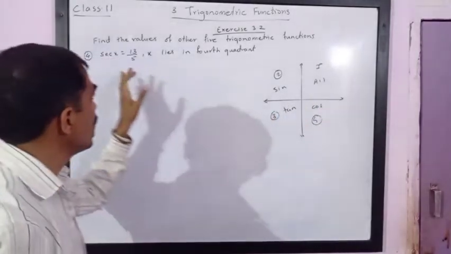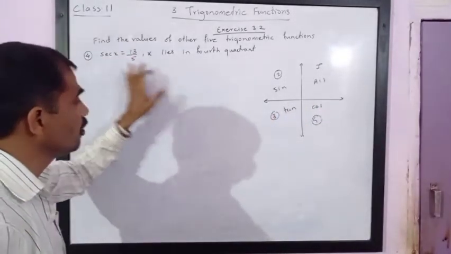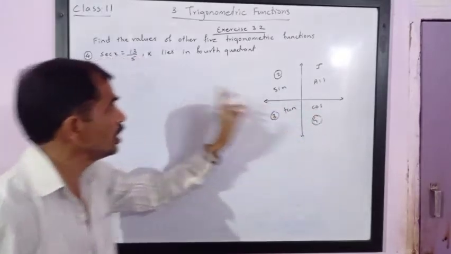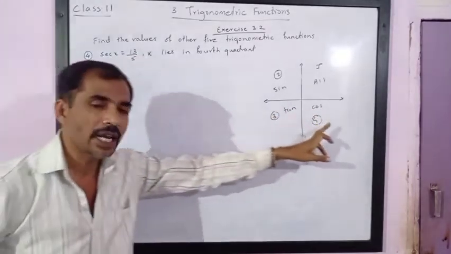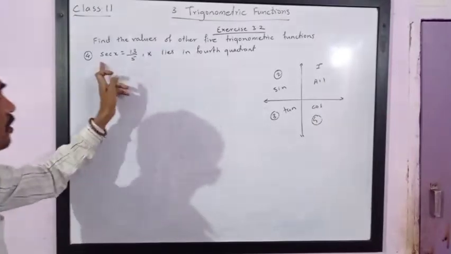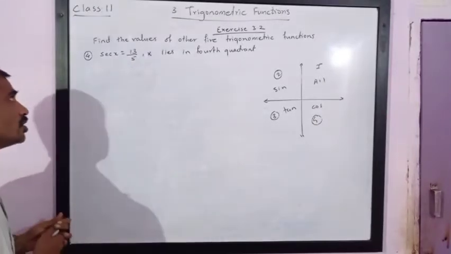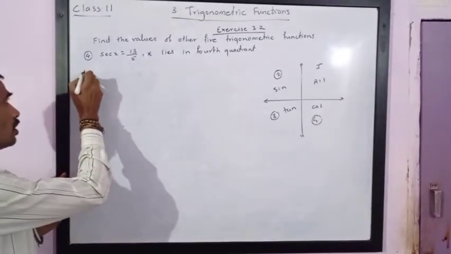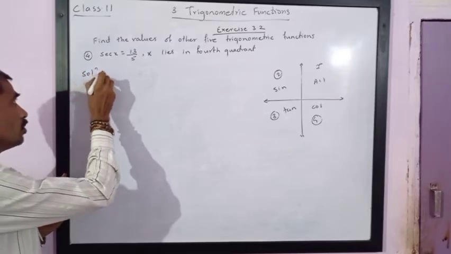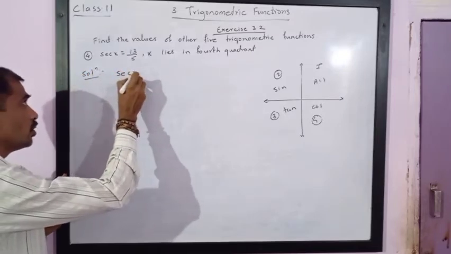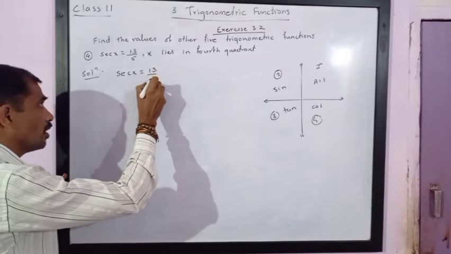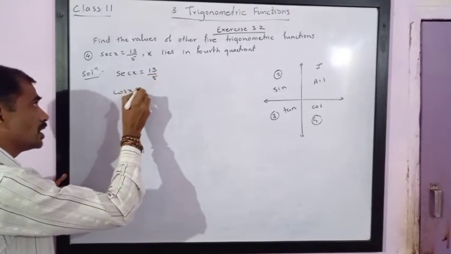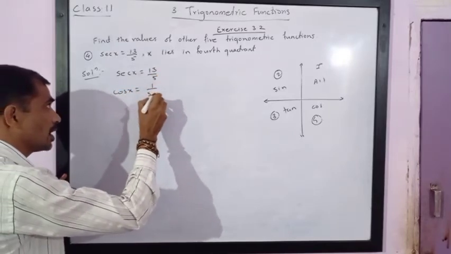So here we are given sec is equal to 13 upon 5 and it lies in the fourth quadrant. Please note here sec is positive and it lies in the fourth quadrant. So if sec is positive, it means cos is also positive. Now let us solve the problem. Solution. We have, this is what is given to us, sec x is equal to 13 upon 5. We also have the identity cos x is equal to 1 upon sec x.